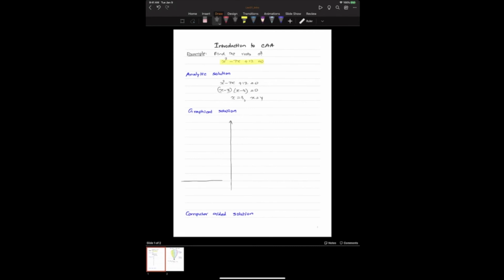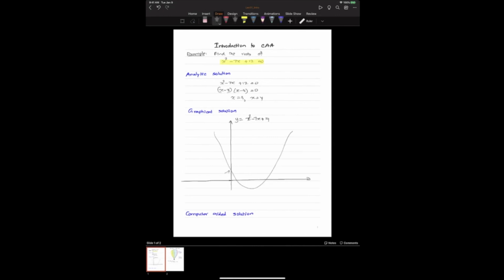For the graphical method, we will plot this curve. Then we are going to use some intuition here. It is a quadratic equation, so I know it's going to look like a parabola. And the point is when y is equal to 0. So I'm basically plotting a graph here, where y is x squared minus 7x plus 12. I know this is going to look like some parabola like this.